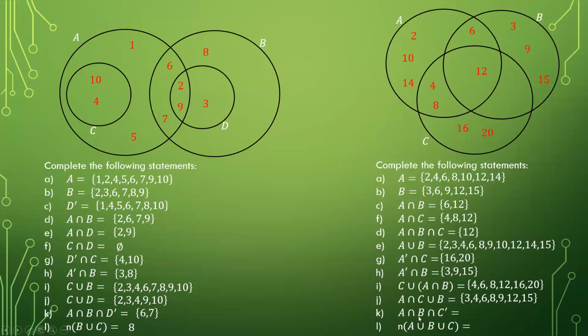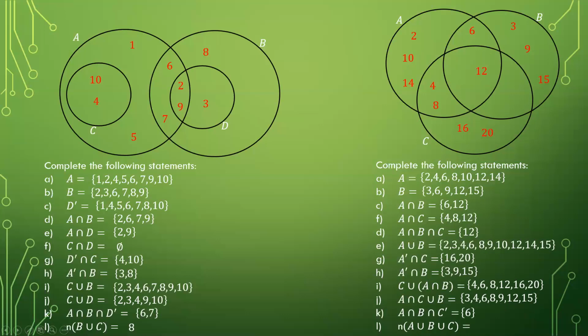Okay. And the question here, A intersect B, so you have these 2. Then you want to intersect with other than C, so you only have one answer, which is 6. Because A intersect B, you only have 6 and 12. And then you want to intersect with other than C. Other than C, you have a lot here, but the only thing common is 6. That's why our answer is 6.